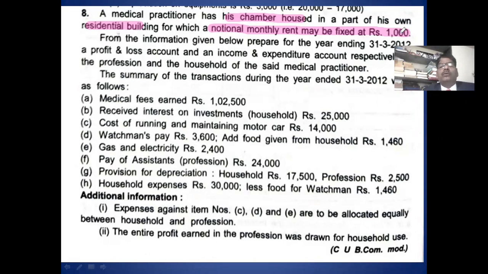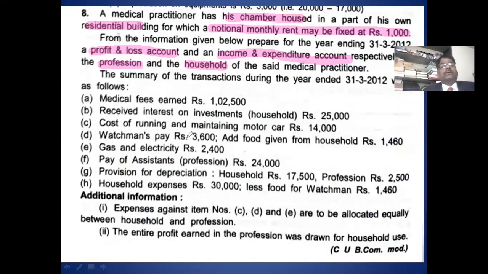1,000 into 12, 12,000. 12,000 is the rent, and this rent is an expense to the profession and income to the household. Remember this. And from the information given below, prepare for the year ending a profit and loss account and income and expenditure account. So that profit and loss account is for profession, income and expenditure account is for household.